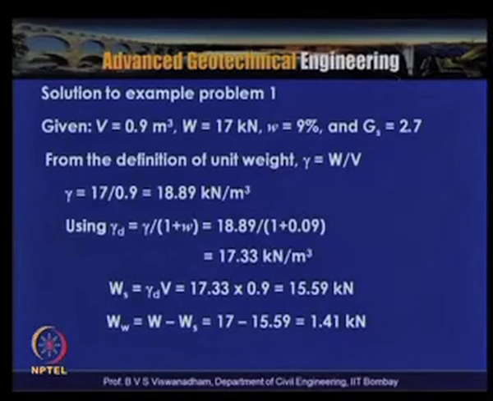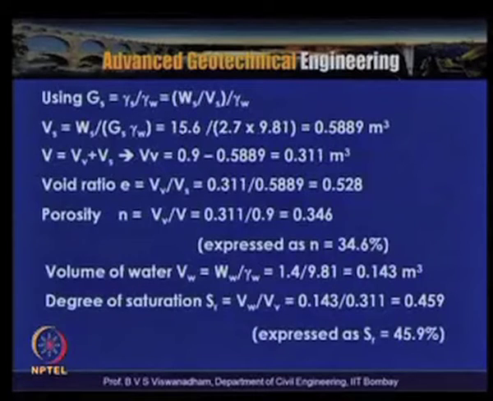So, from this, Ws is equal to gamma d V, which is 17.33 into 0.9, which is 15.59 kilonewtons. And Ww is W minus Ws, the weight of water in the soil mass, which is 1.41 kilonewtons. Then using specific gravity is equal to gamma s by gamma w, Ws by Vs gamma w, we can determine the volume of solids as Ws by Gs gamma w, which is 0.589 meter cube. Total volume is equal to Vs plus Vv, and Vv is obtained as 0.311 meter cube.